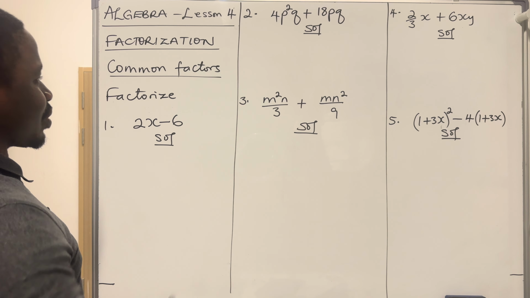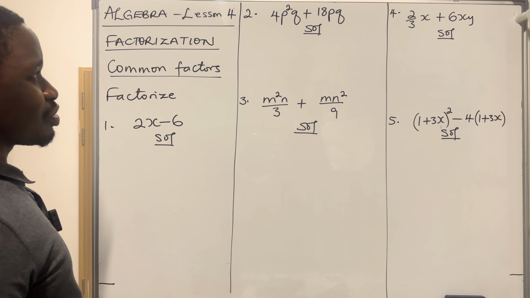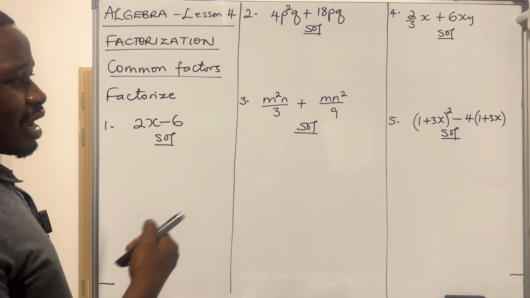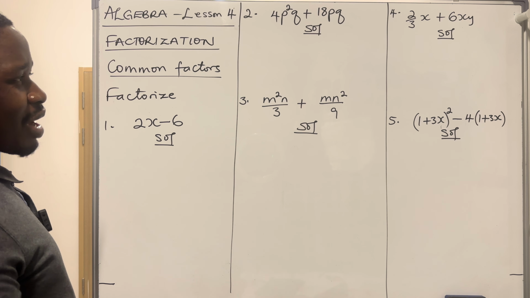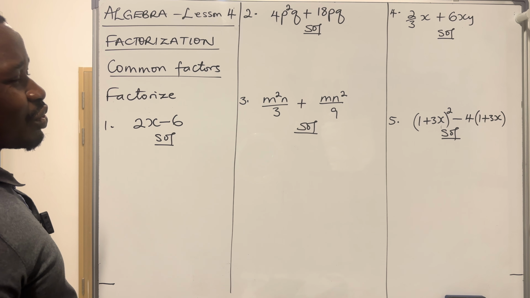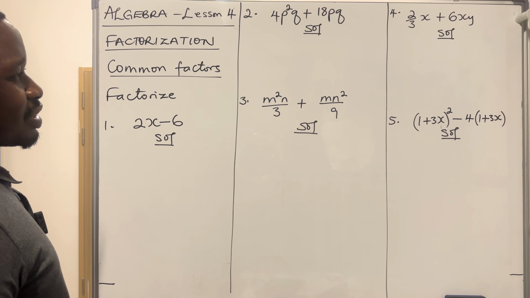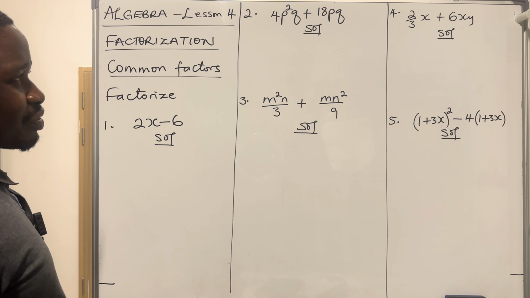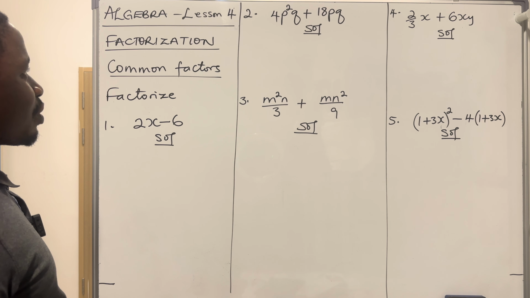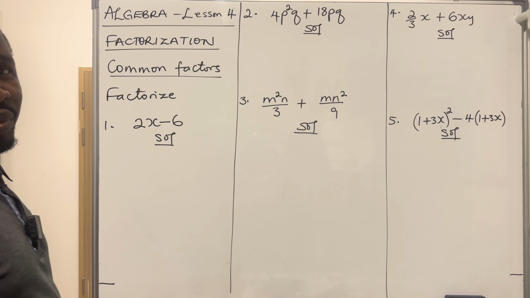After factorization, we can go to what we call algebraic fractions. From algebraic fractions, then we can go to equations. So we deal with the types of equations. So from there, we can think of something else.